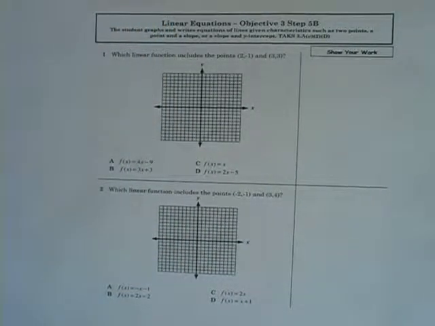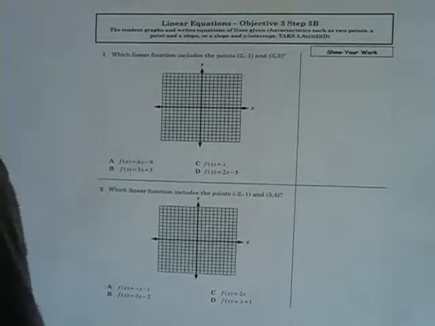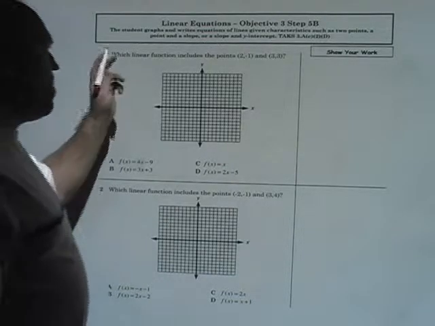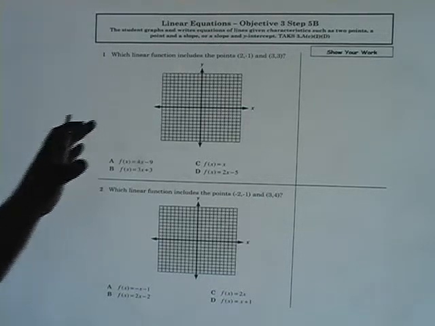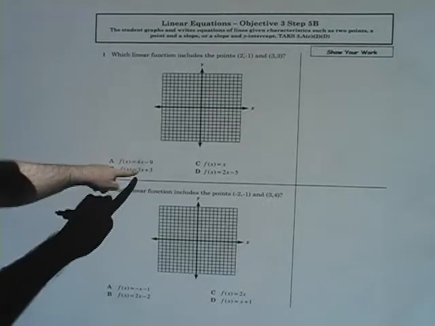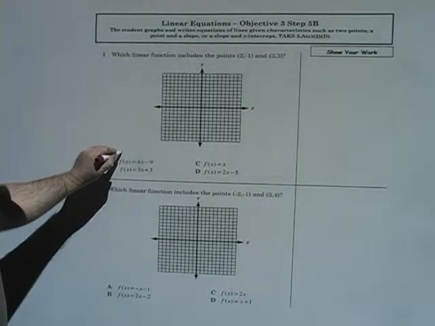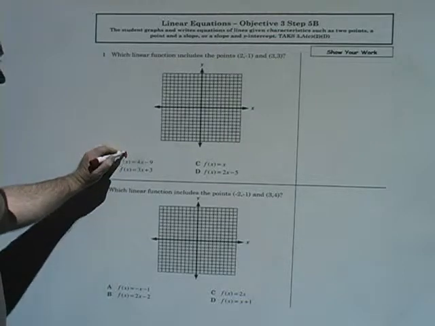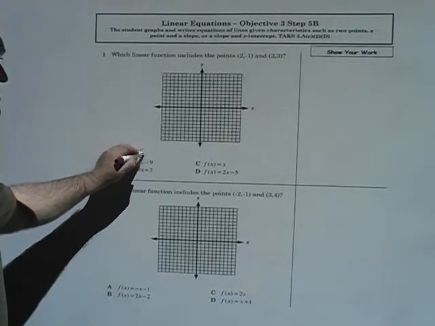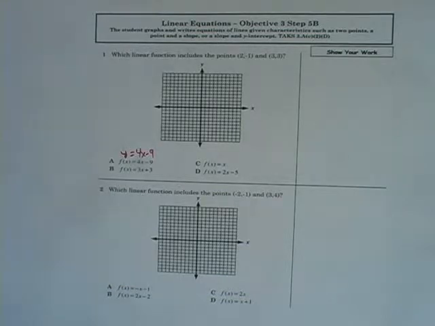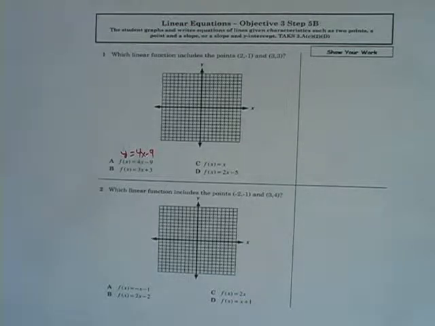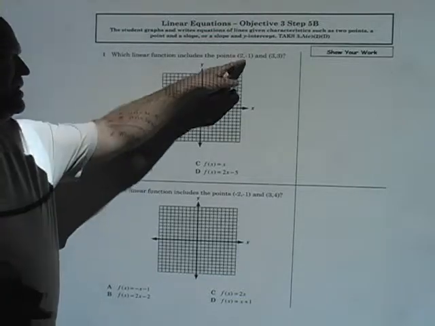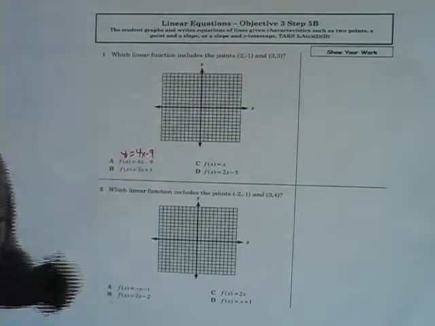Okay, which linear function includes the points 2, -1 and 3, 3? Okay. Now, probably the easiest way to do this is to plug these functions in. Remember, f of x means the same thing as y. Okay? So you'd have y equals 4x minus 9. Y equals 3x plus 3, and so on. So plug those into your calculator, and then go to your table, see which one has these points in the table.